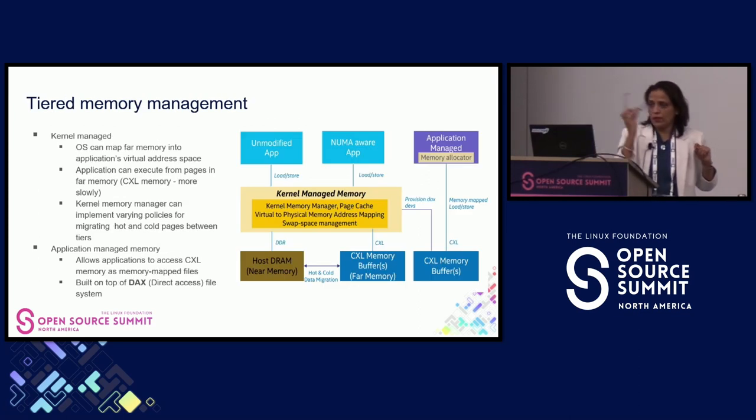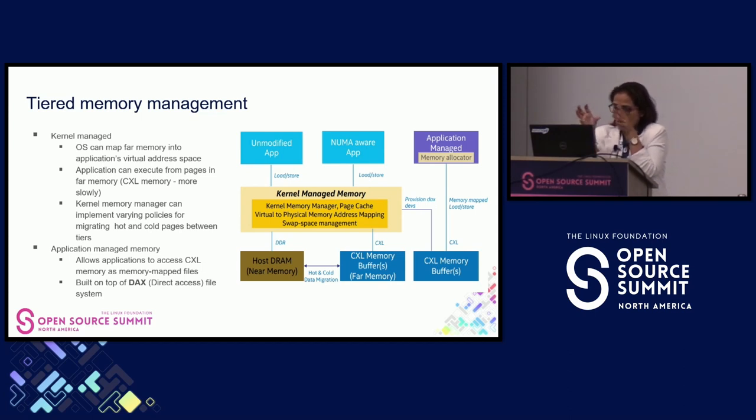Okay, so let's look at how the memory management for this tiering happens. Tiered memory can be managed by the kernel or by the applications. When it is managed by the kernel, the OS can map the far memory into the application address space. The application can execute from the pages in the far memory, that's CXL, which means it can allocate the CXL memory, but it would be slower compared to the DDR memory pages. And the kernel memory manager implements various policies for migrating the pages, hot and cold pages, between the tiers.